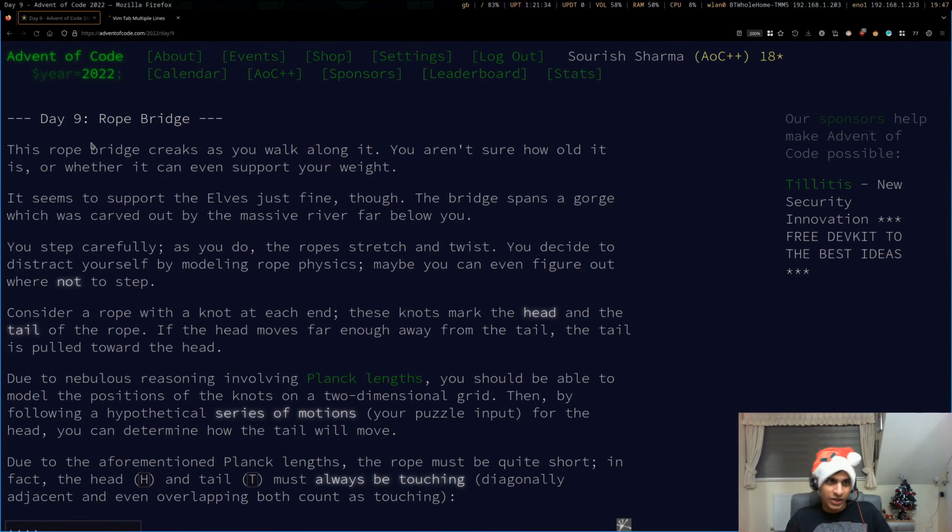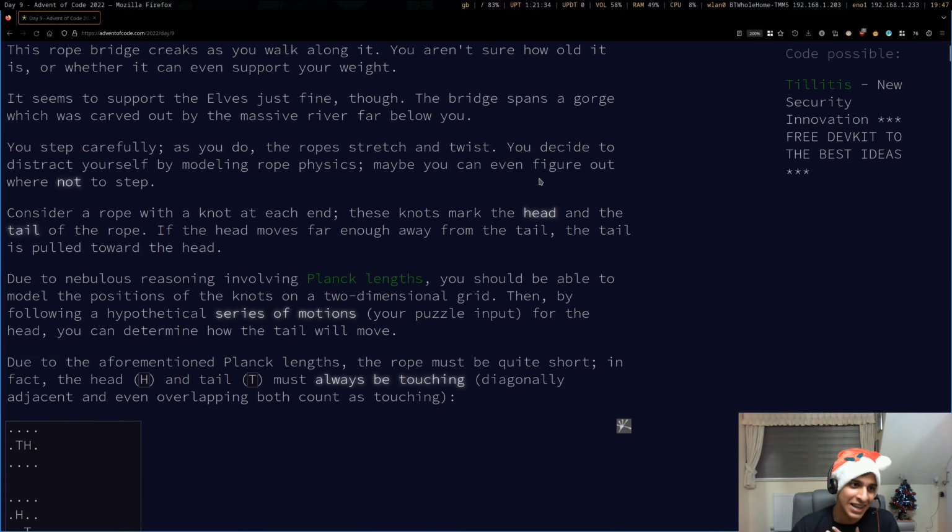Day 9, rope bridge. This rope bridge creaks as you walk along it. You're unsure how old it is or whether it can even support your weight. It seems to support the elves just fine though. The bridge spans a gorge which was carved out by a massive river far below you. You step carefully. As you do, the rope stretches and twists. You decide to distract yourself by modeling rope physics. Maybe you can even figure out where not to step.